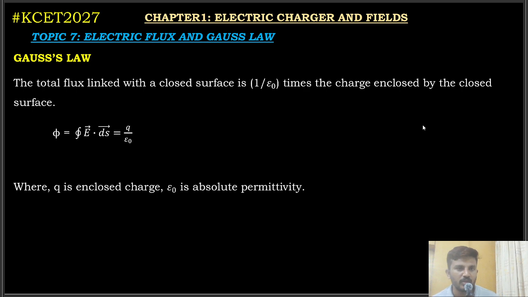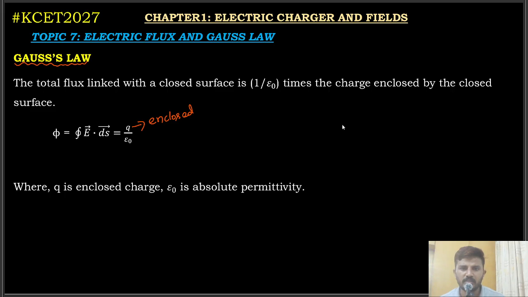Next we have a law based on electric flux, which is very important. That is called Gauss law in electrostatics. According to Gauss law in electrostatics, the total flux through a closed surface is equal to 1 by epsilon times charge enclosed. The total flux linked with the closed surface is equal to 1 by epsilon naught times charge enclosed by the closed surface. So the formula is given by q by epsilon naught, where q is the enclosed charge.